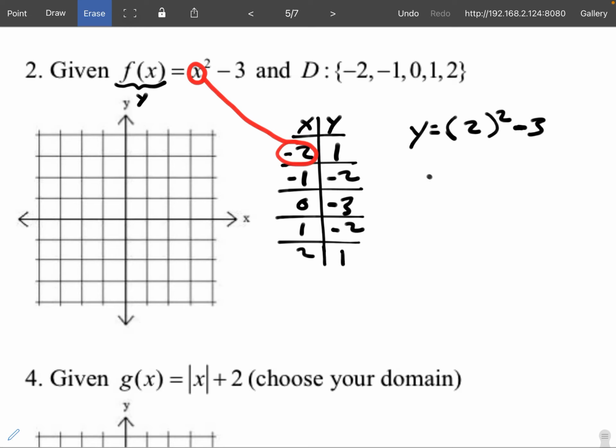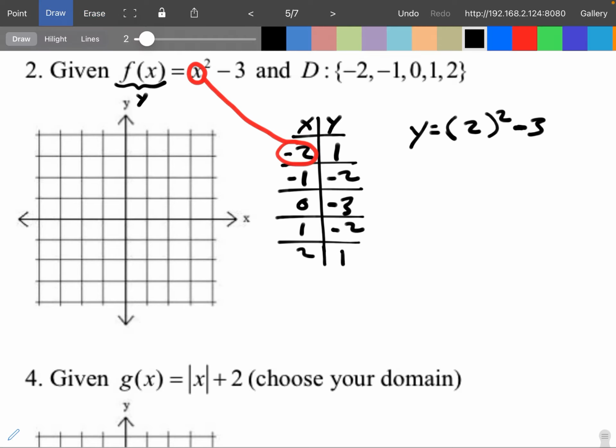2 squared minus 3. 2 squared is 4. 4 minus 3 is 1. All right, now this one.